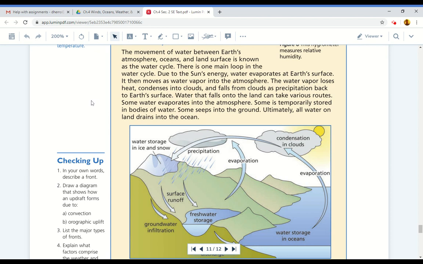Water that falls onto the land can take various routes. Some water evaporates into the atmosphere. Some is temporarily stored in bodies of water. Some seeps into the ground. Ultimately, all water on land drains into the ocean.